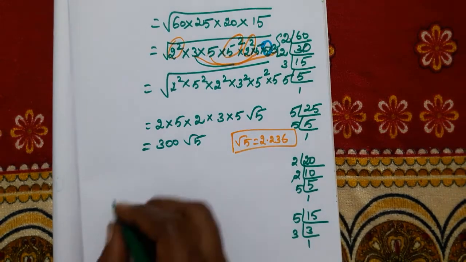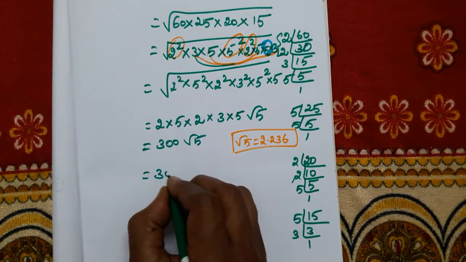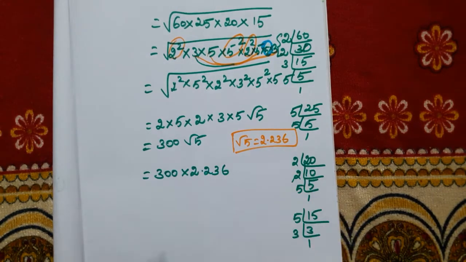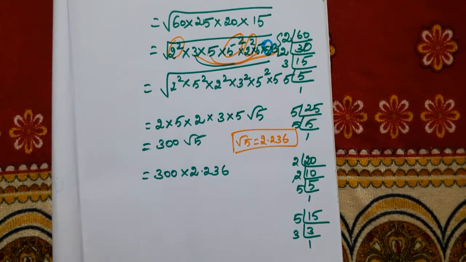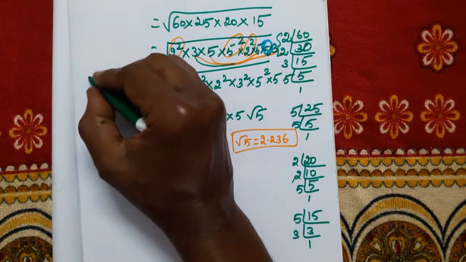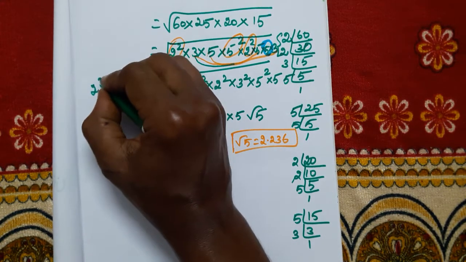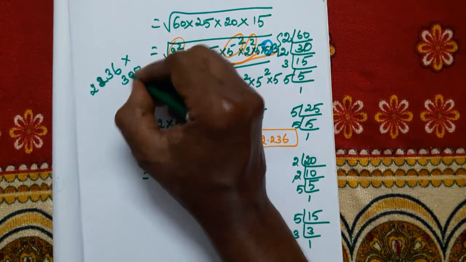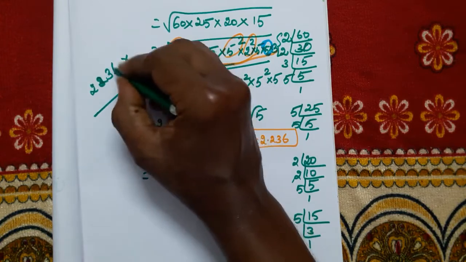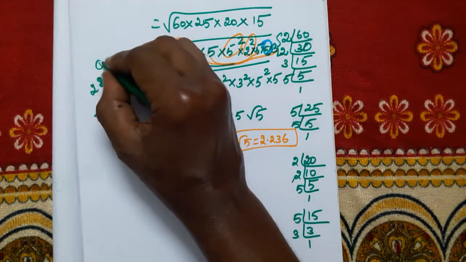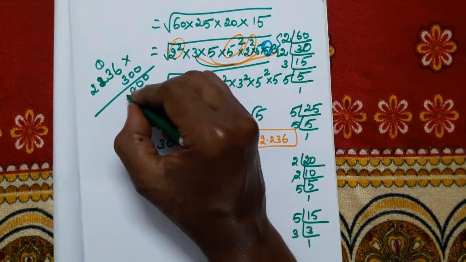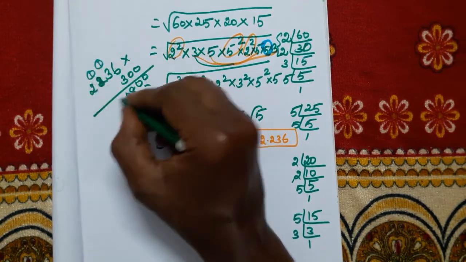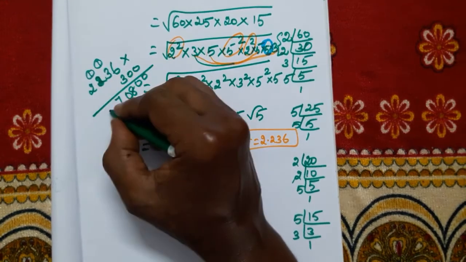So when we are multiplying, what are we getting? 300 into 2.236. Multiplying time. 2.236 into 300. 0, 0, 6 3s are 18, 1 balance. 3 3s are 9 plus 1, 10. 1 balance. 3 2s are 6, 6 plus 1, 7. 3 2s are 6.